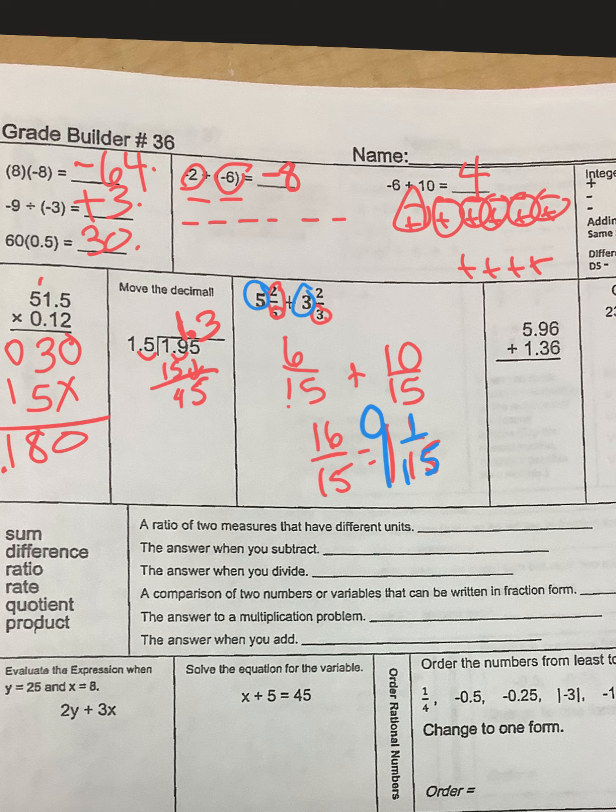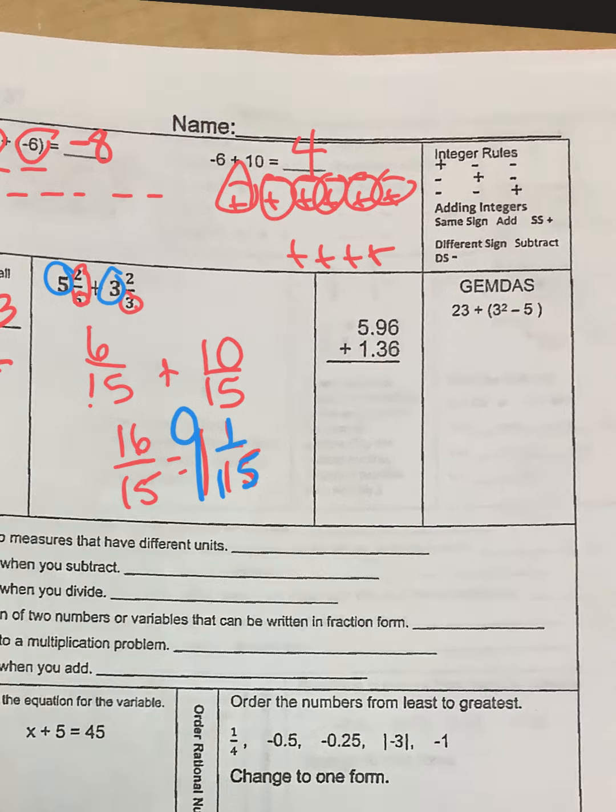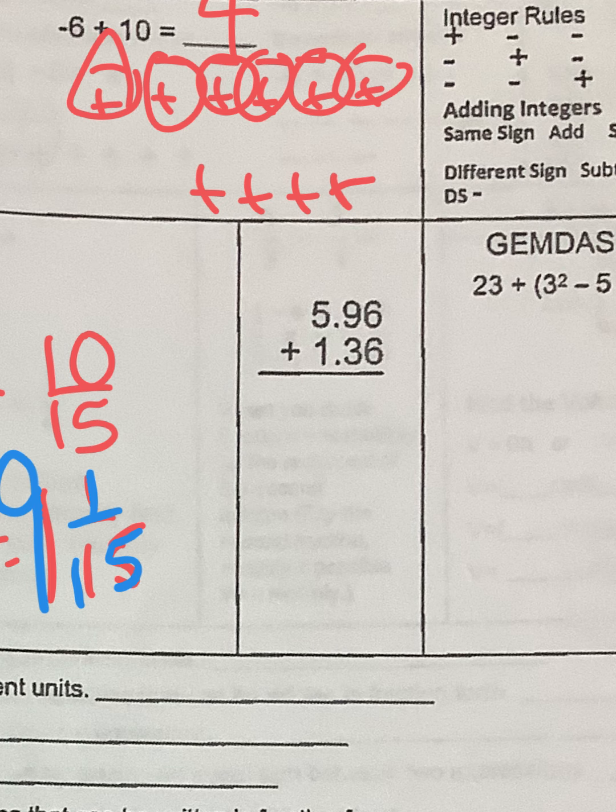The next thing I'm going to do is I'm going to add some decimals. And I get a 12, carry 1, 13, carry 1, and 7. And bring down all that decimal. Remember, we're lining them up.